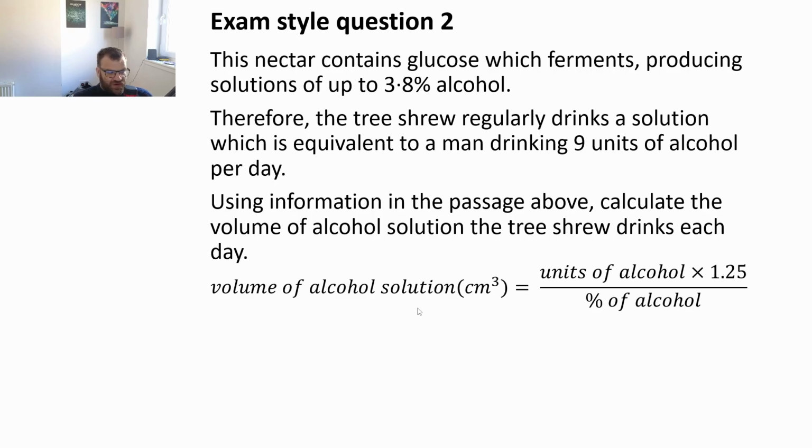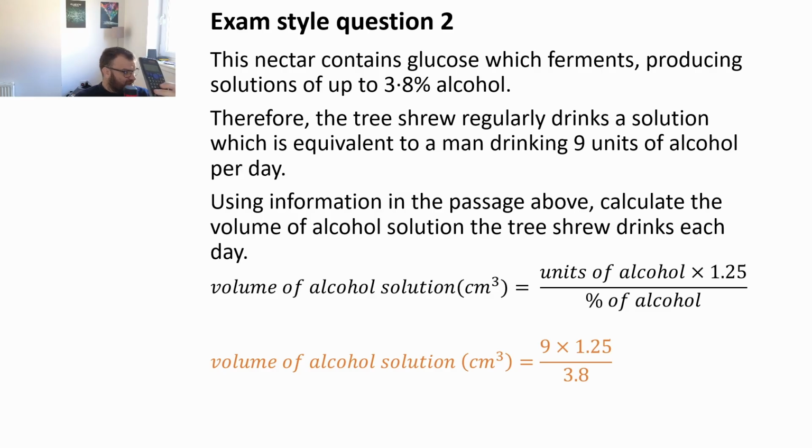So the volume of alcohol equals the units of alcohol. Hunt for units, 9 units of alcohol. So it'll be 9 units of alcohol times 1.25 divided by what percentage does it give us? 3.8. So it's just finding information, take your calculator, type in the values, and we get to 2.96 centimetres cubed as our answer. So just find the information, plug it in, and then we'll get to our answer straightforwardly.